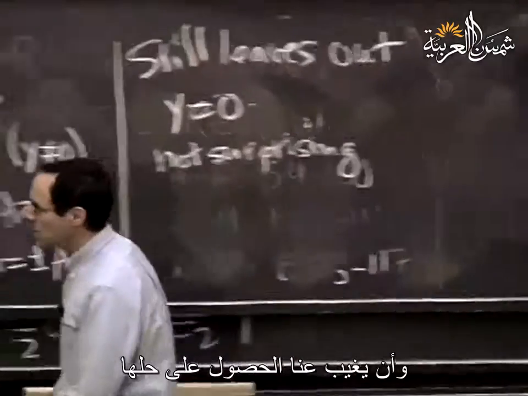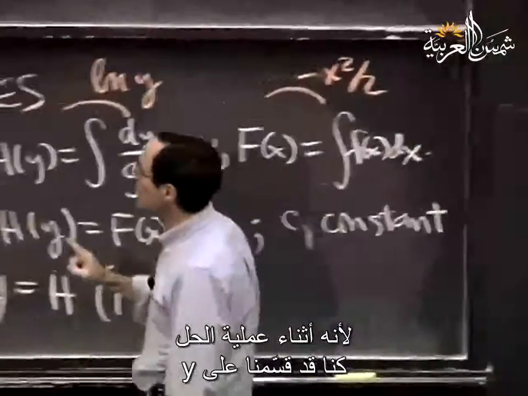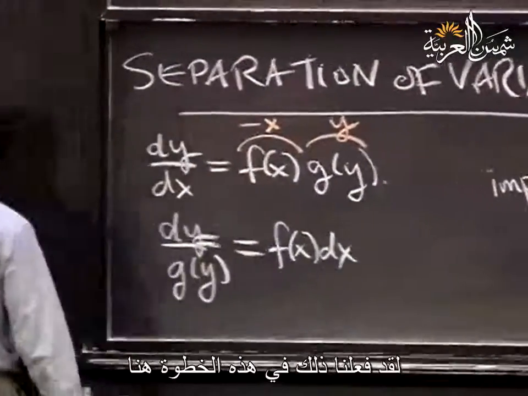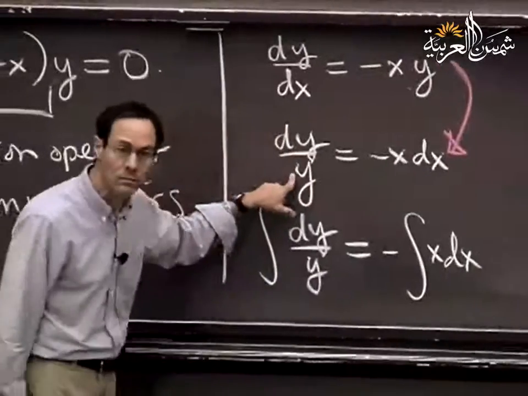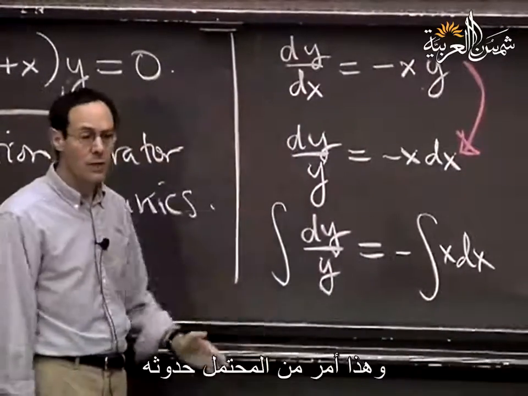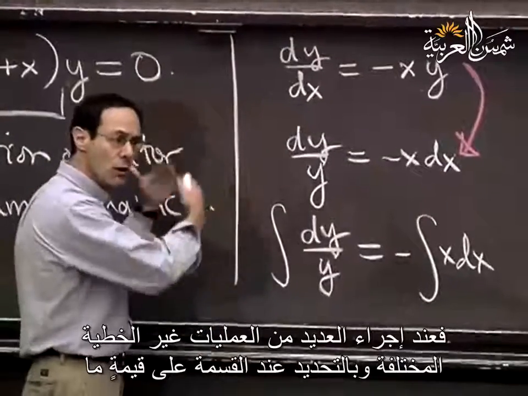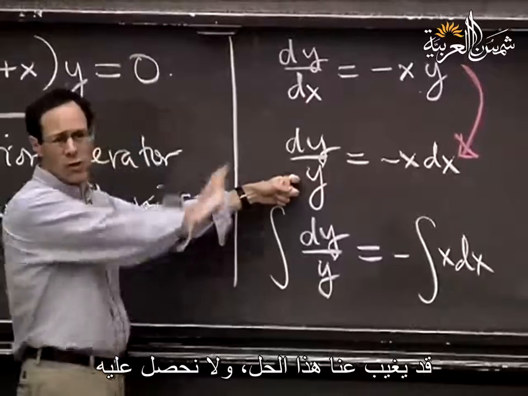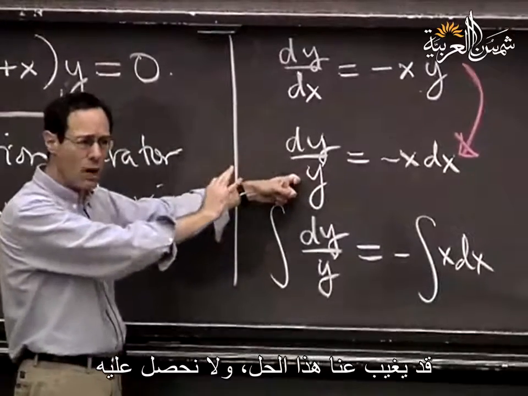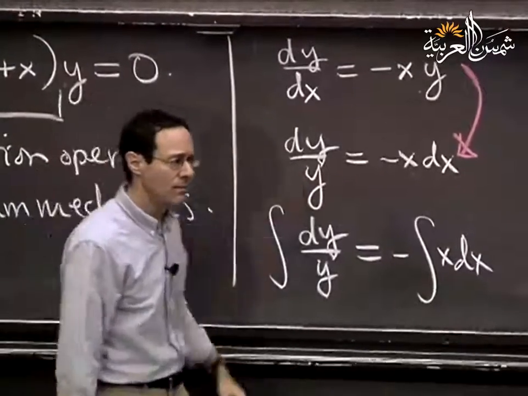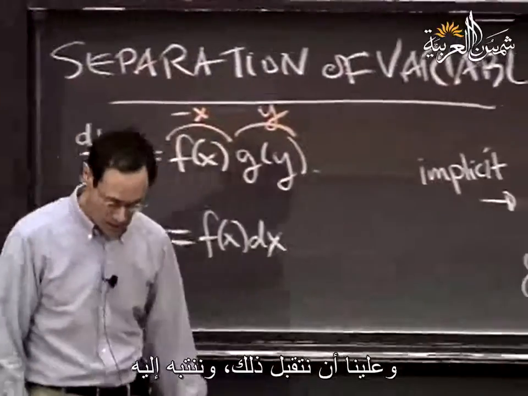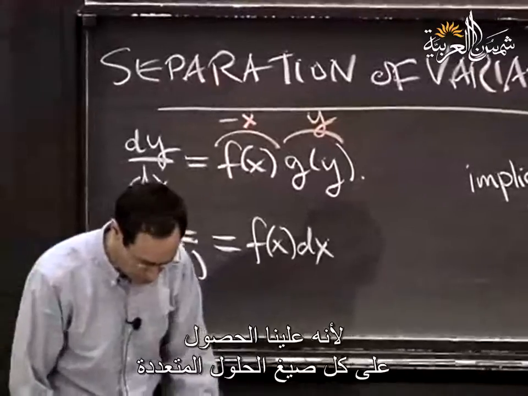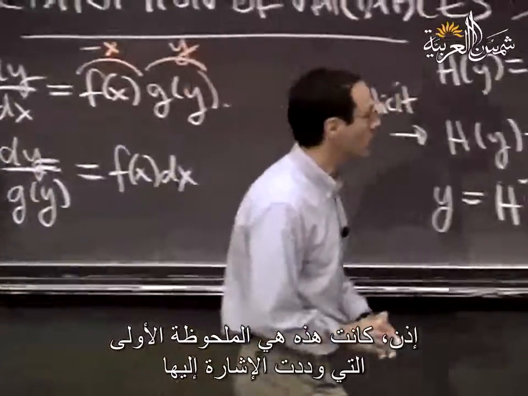We missed that solution because in the process of carrying out these operations, I divided by y. Right? I did that right here. So that's what happens. If you're going to do various nonlinear operations, in particular if you're going to divide by something, if it happens to be 0, you're going to miss that solution, or you might have problems with that solution. But we have to live with that because we want to get ahead and we want to get the formulas for various solutions. All right, so that's the first remark that I wanted to make.